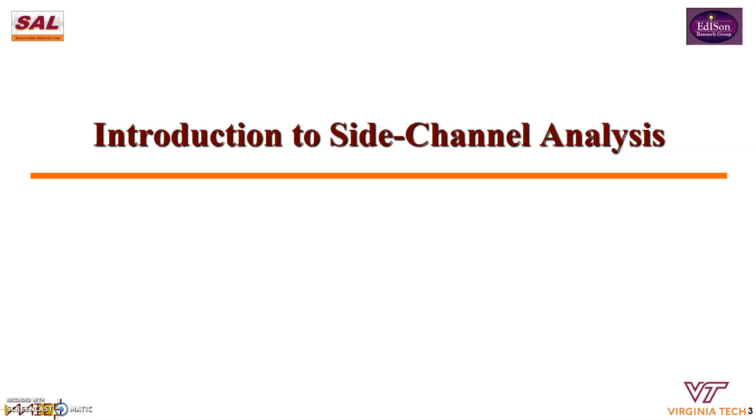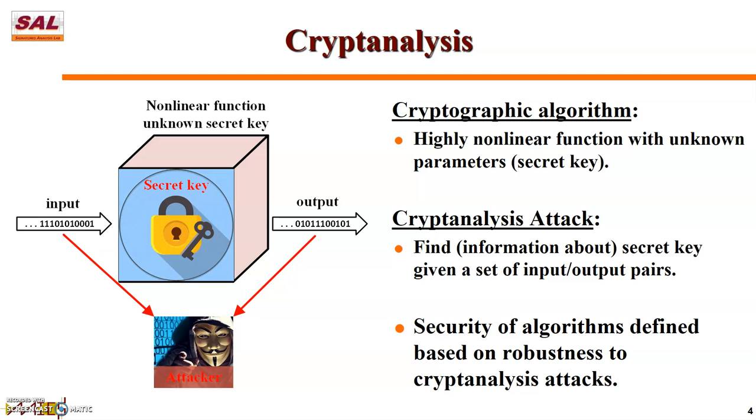Side channel analysis is a type of physical attack on hardware implementation of cryptographic algorithms to find the secret key. A typical cryptographic algorithm can be considered as a highly nonlinear function with unknown parameters called the secret key. A cryptanalysis or brute force attack refers to an analysis technique that reduces the search space of the secret key and possibly recovers the key given a set of input and output pairs of the algorithm. Usually, in standardized algorithms, finding the secret key by observation of the input and output is computationally infeasible.